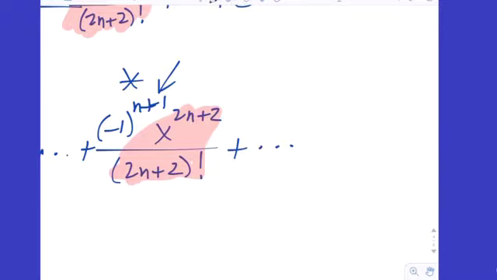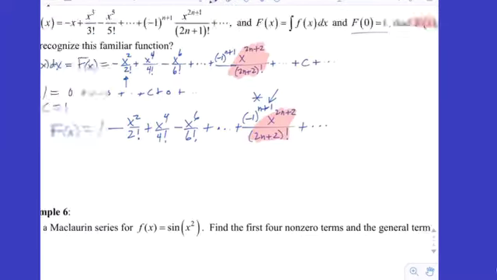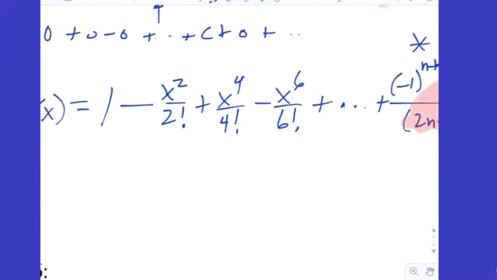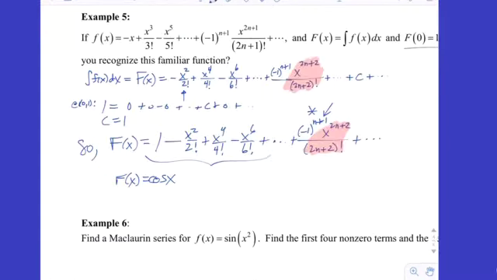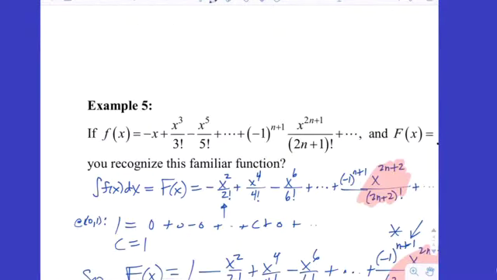Same thing, yeah. Replace that n with an n plus 1, and you're advancing it one more down the line. So I'm just going to leave it like that. Now, do you recognize this function? That's cosine. So big F of x is actually equal to cosine. And is that surprising? No.